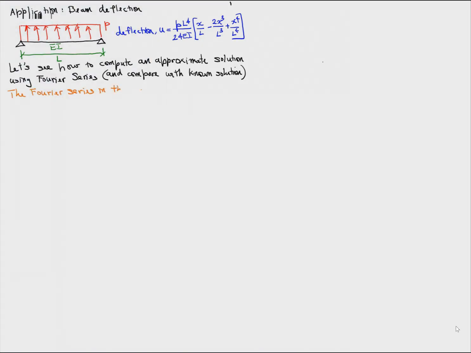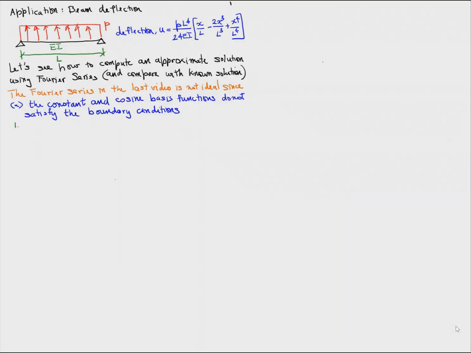The Fourier series we developed in the previous video is not ideal for this application because, number one, the constant and cosine basis functions don't satisfy the boundary conditions. Second, the sine basis functions force the displacement to be zero in the middle, and we know that the displacement isn't zero at the middle. So although these basis functions could be used, they're not ideal.